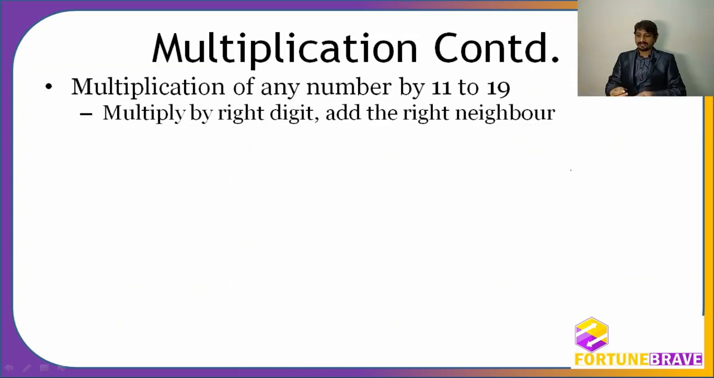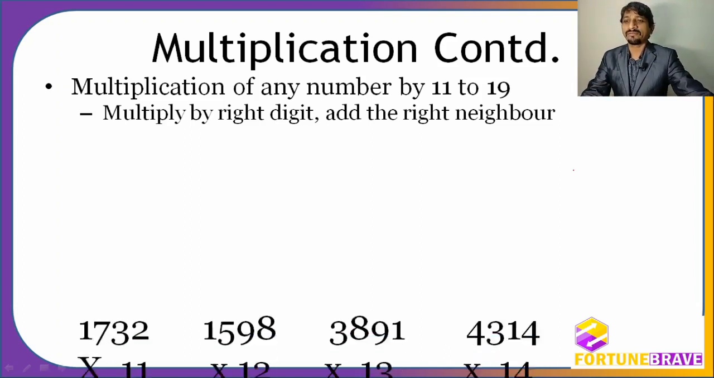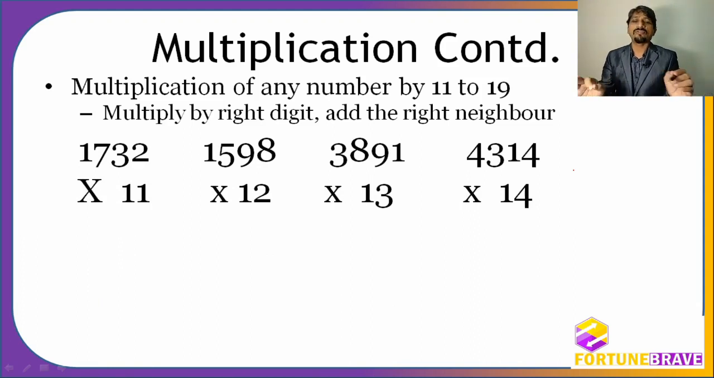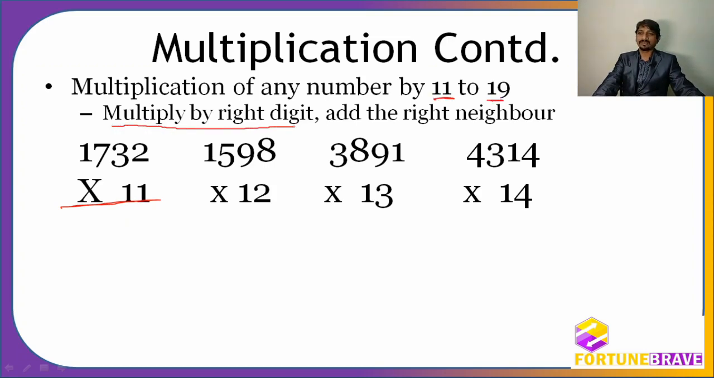Okay, so multiplication is continuing and we are going to learn multiplication of any number by 11 to 19, any number between 11 to 19. How do we do this? 11 is very easy. So I am going to teach you when you are multiplying any number with 11 to 19. The rule is: multiply by the right digit of 11 to 19. Here this is the one, here this is the one. Then add the right neighbor.